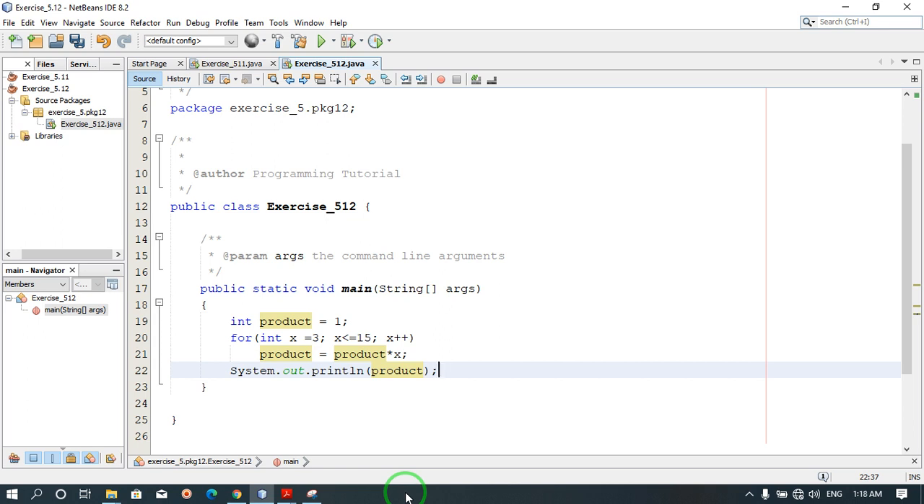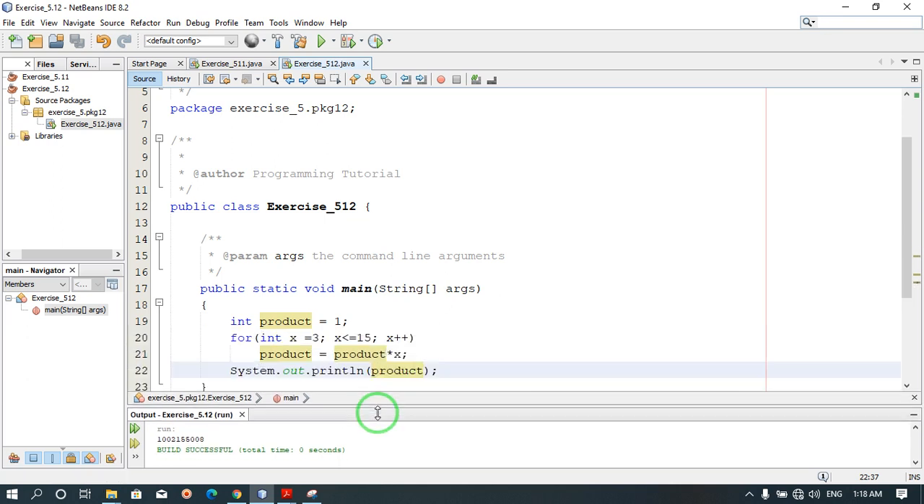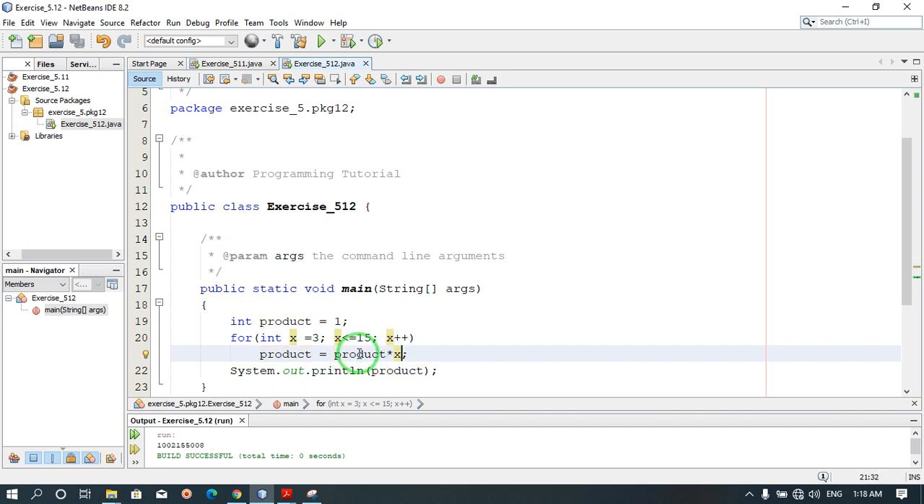Now let's see the output. The equation is done from 1 to 15. Sorry, we may have some problem. Let's check what is the problem. Product is equal to 1.